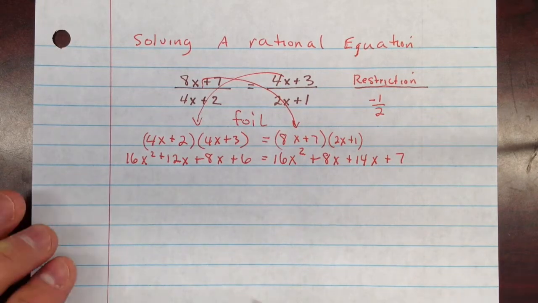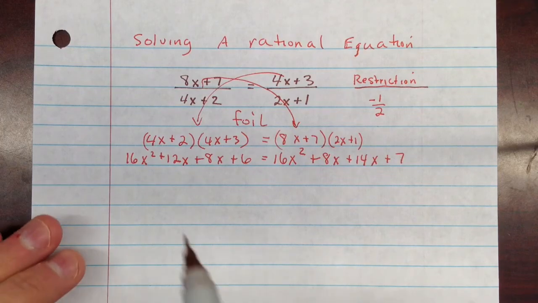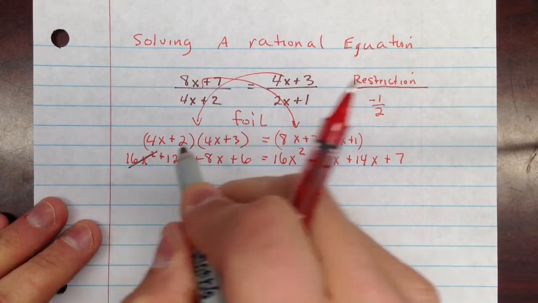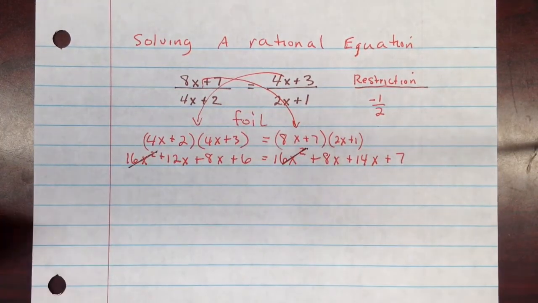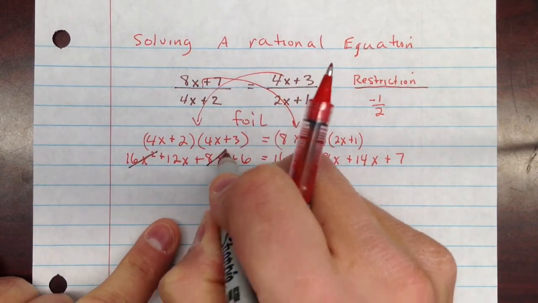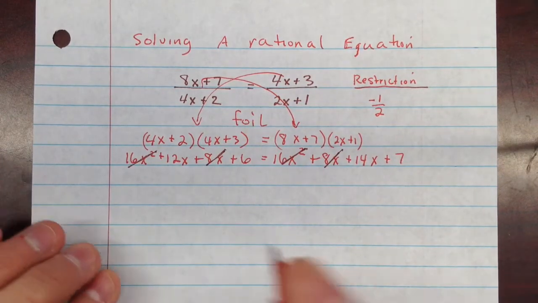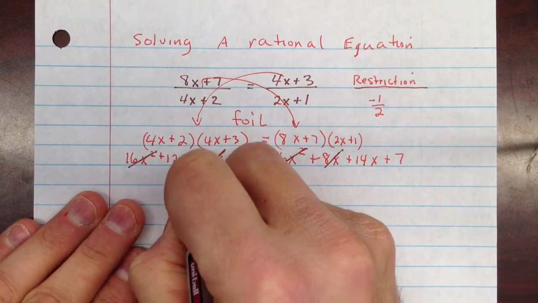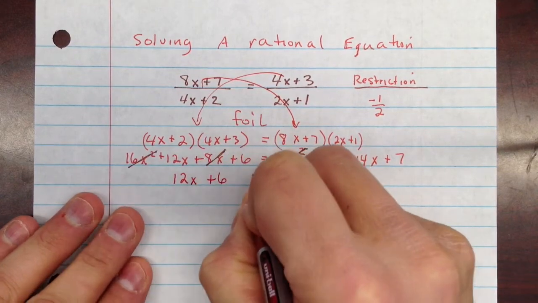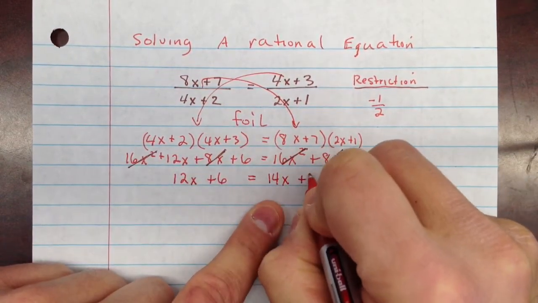Now after that, we're going to notice a few things. One of the things I notice is that I've got a 16x squared on both sides. So I can really just subtract that from both sides or eliminate right here. Coincidentally, I also happen to have an 8x on both sides. That usually doesn't happen, but it happened in this case. So cancel that by subtracting 8x from both sides. Let's bring down what we have left now. We got 12x + 6 over here and 14x + 7 over here.